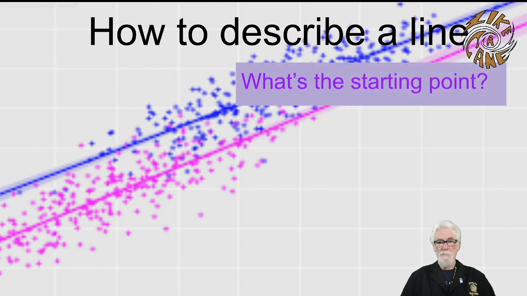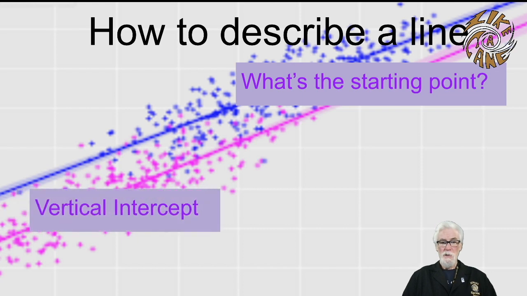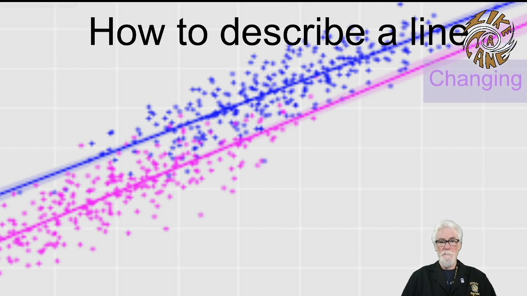So how do you describe a line? One of the things that you need to know is what's the starting point? Where does this line start on our measurable independent variable? We call this the vertical intercept. In math classes, you've probably heard that called the y-intercept. We don't call it that, and we'll talk about y in a little bit.